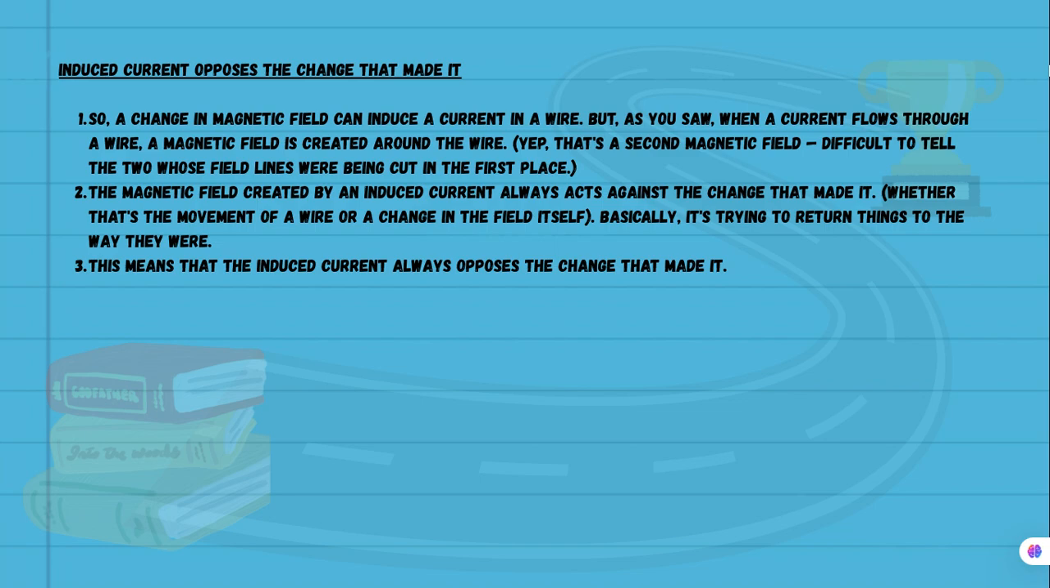Induced current opposes the change that made it. So a change in magnetic field can induce a current in a wire, but as you saw, when a current flows through a wire, a magnetic field is created around the wire. That's a second magnetic field, and it's difficult to tell the two apart from the one whose field lines were being cut in the first place. The magnetic field created by an induced current always acts against the change that made it, whether that's the movement of a wire or a change in the field itself. Basically, it's trying to return things to the way they were. This means that the induced current always opposes the change that made it.